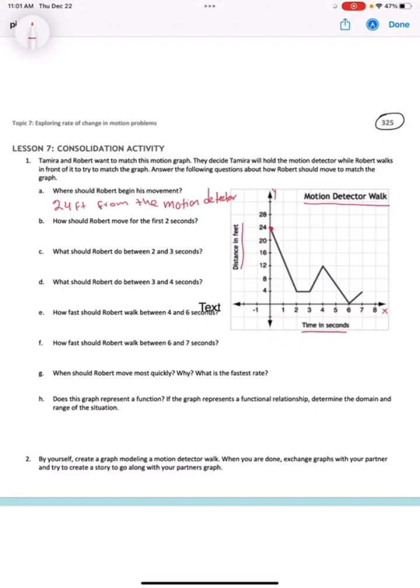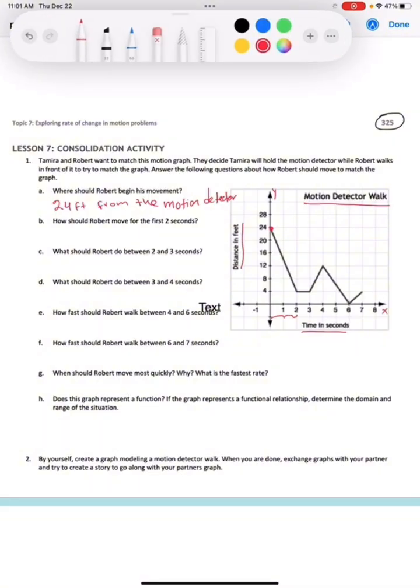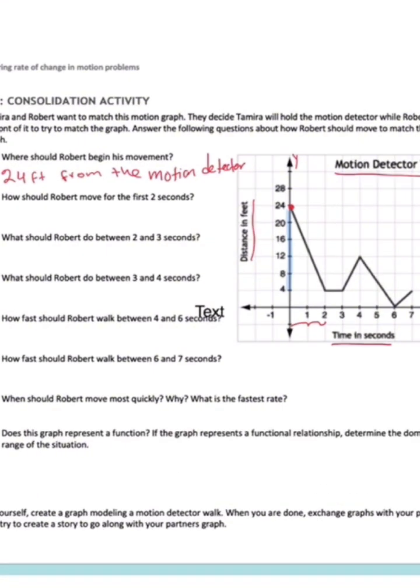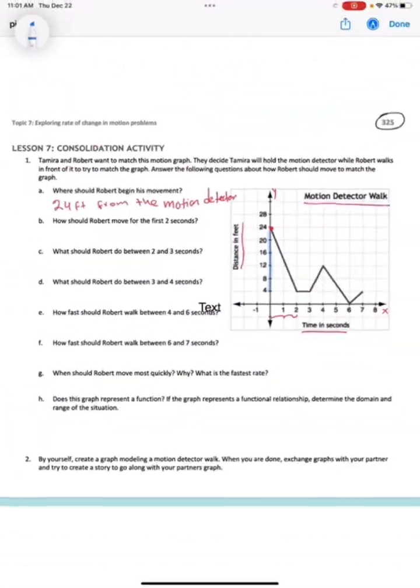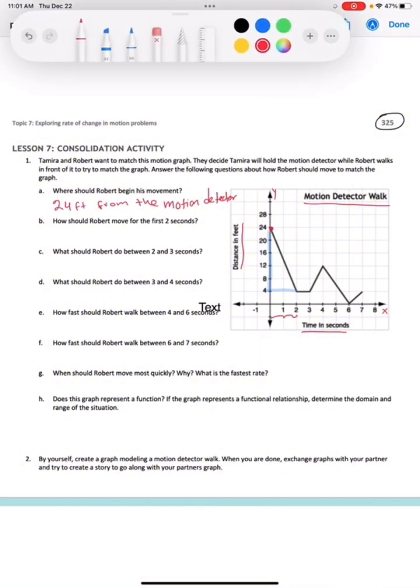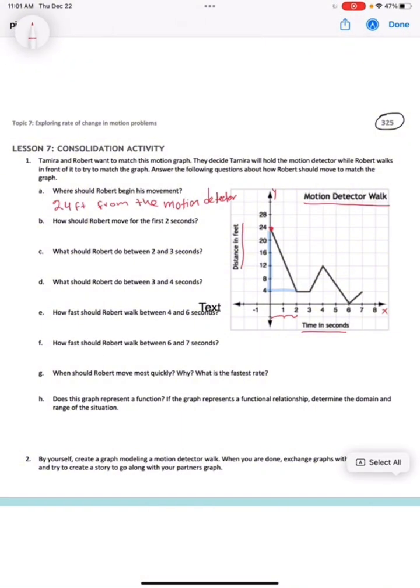Alright, so here is the time in seconds. That'll be right here. So what you need to do is use this highlighter. Basically, you're going to find the change in y over the change in x. For this piece, it looks like we went down by 4, so 24 minus 4, which gives us 20. So this will be 20, and then this will be 2.